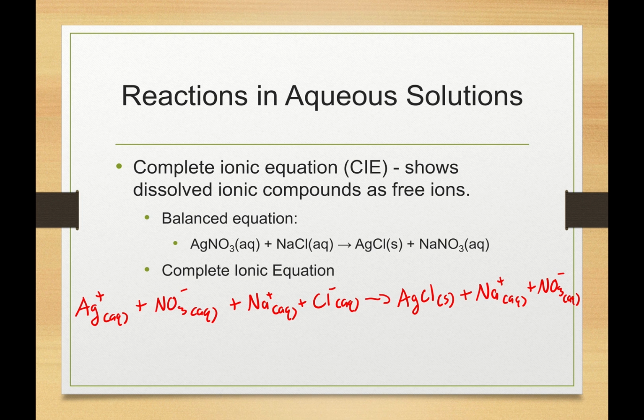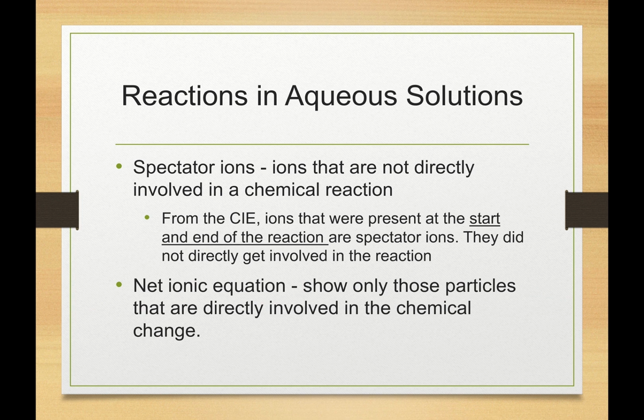Now in the complete ionic equation, we're showing everything that's involved here, but not everything is actually participating in the reaction. We have what are called spectator ions. Spectator ions are not directly involved in the reaction. Essentially, these are the ions that are at the start and the end of the reaction. So they really didn't even participate in the reaction. They simply spectated the reaction that took place.